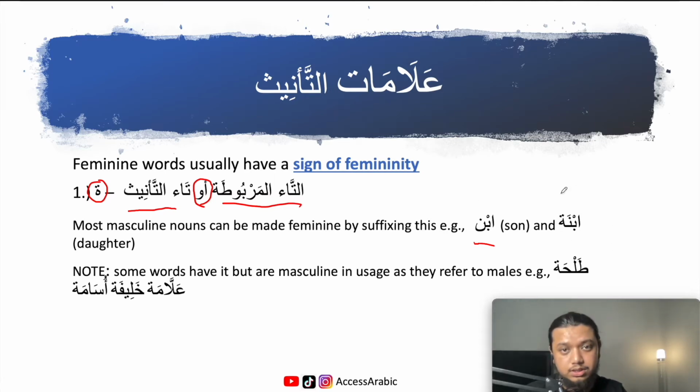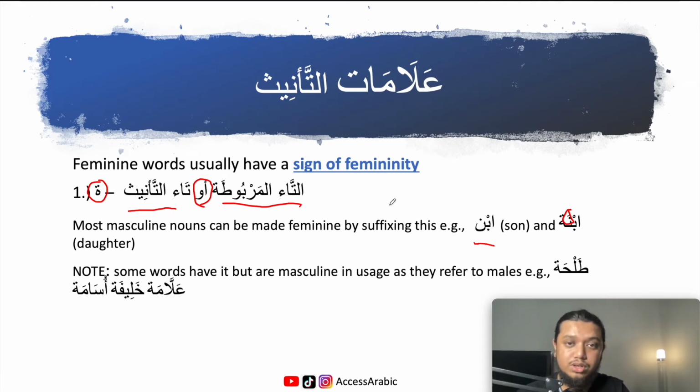The way to make masculine words feminine by adding the ta marbuta is as follows. All you have to do is add a fatha to the last letter and then add a ta marbuta on the end. And this can be used for most words, as you can see in the example here. In ibn, I've left the noun with no harakat on it. But to make it feminine, all we have to do is add a fatha to the noun here, and then add the ta marbuta, and then ibn, son, has become ibnat, daughter.